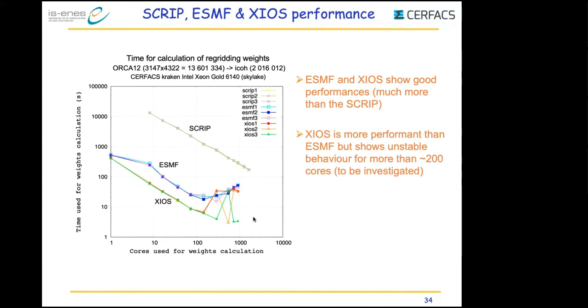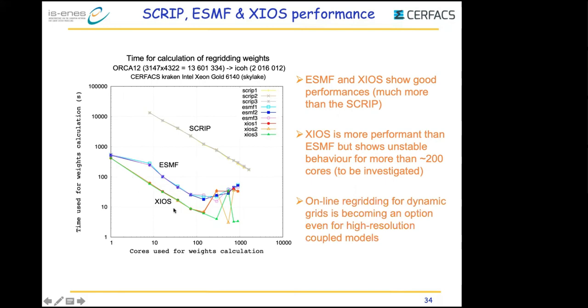We also see that at a low number of cores, XIOS is more performant than ESMF, but it shows some unstable behavior at a higher number of cores. And this still has to be investigated. But the general conclusion is that with those new libraries, online regridding is really becoming an option, because you can imagine that if it does not take that much time to calculate the weights, you can redo that during the run, and you can then support grids that evolve in time.